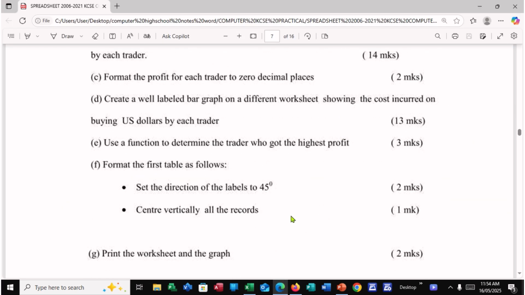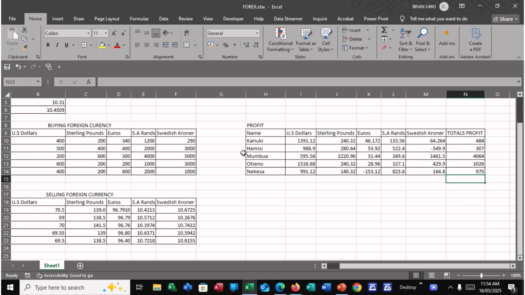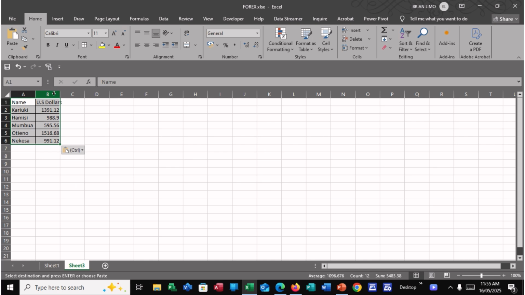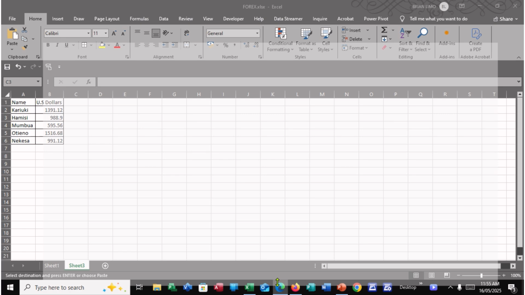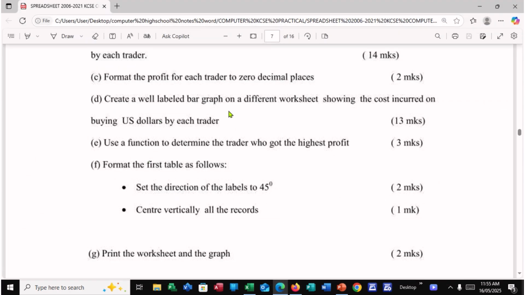And then we read the question. Create a well-labeled bar graph with different worksheets showing the cost incurred on buying US dollars by each trader. So I copy the name, hold Control and select the US dollar, then Control C. I click here, Control V, and that one is supposed to create a well-labeled bar graph on a different worksheet.